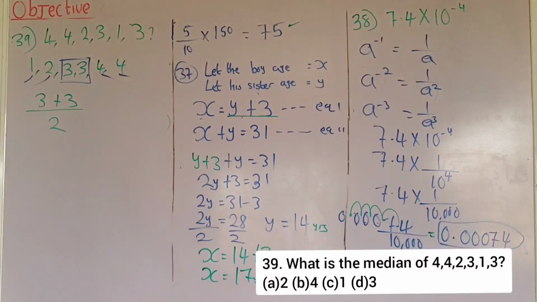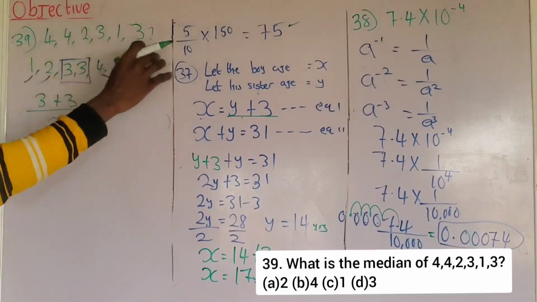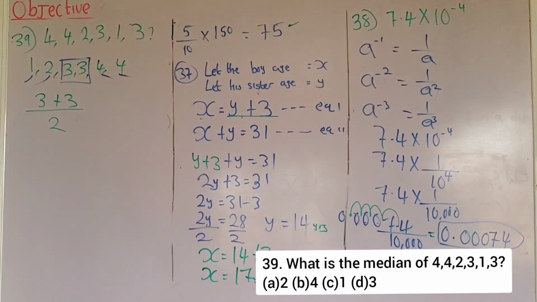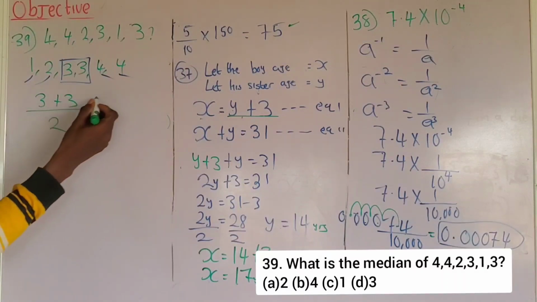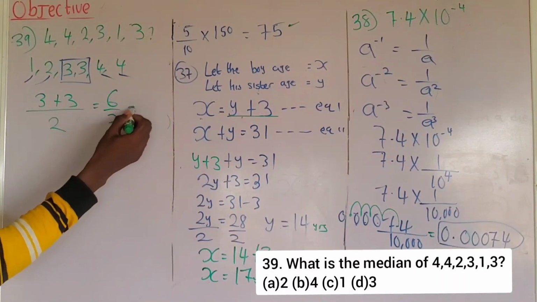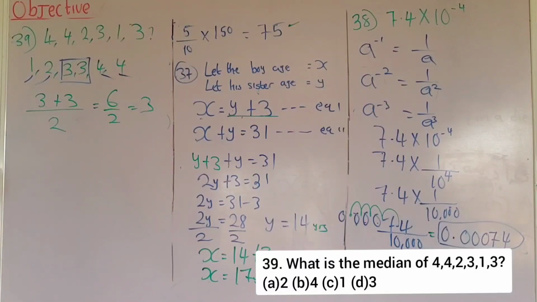If you are given an even data set, that is, if the total number of elements is even, you are going to have two numbers in the middle when looking for the median. The average of these two numbers is the true median of that data. So you take the average of 3 and 3. 3 plus 3 is 6, so 6 all over 2, that is 3. So the right option to that question is option D. Option A is 2, option B is 4, option C is 1, option D is 3.